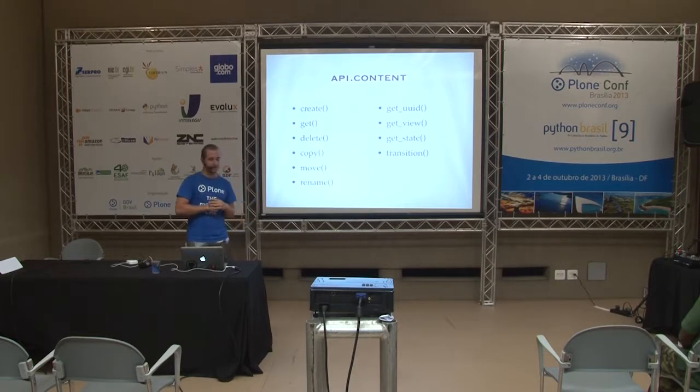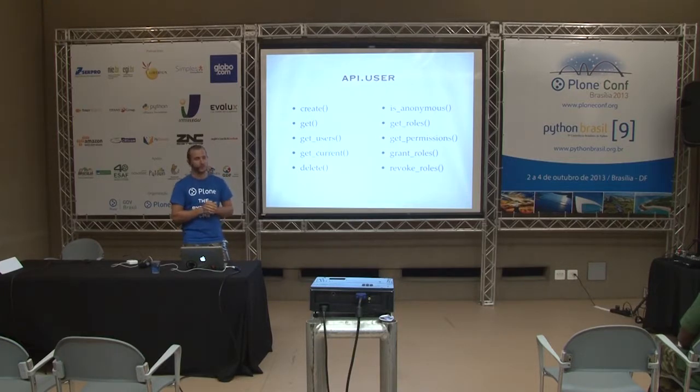For content you have create, get, delete, copy, move, rename, stuff like that, and then you have the get UUID, which will probably get deprecated because you can now just call .UUID on any content item. Get view will get you a view, so you give it an object, a view name and a request, and it will give you a view. And then get state and transition, which we already saw previously, that's for workflows.